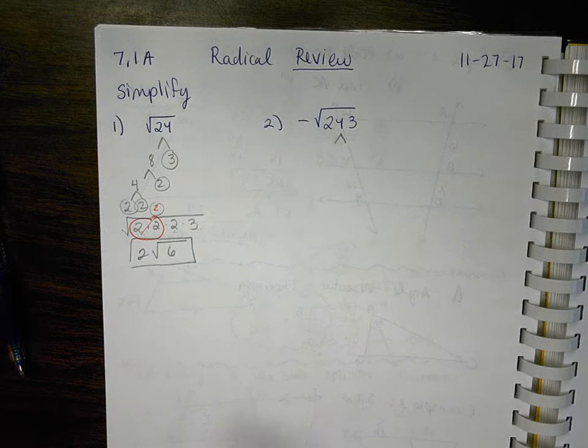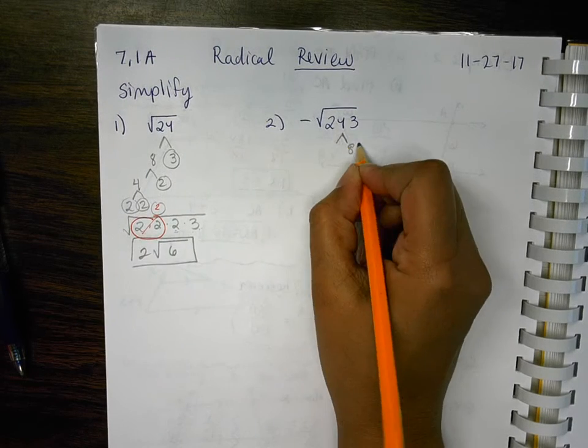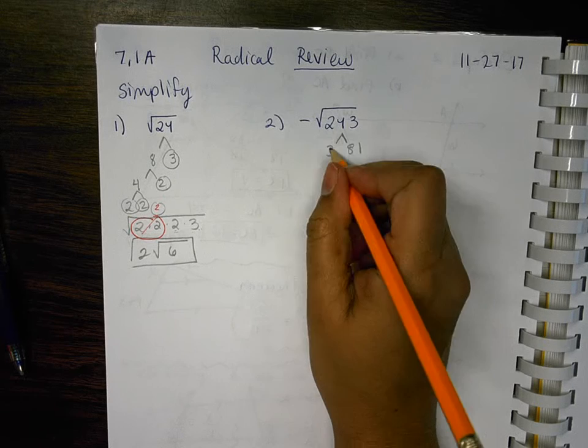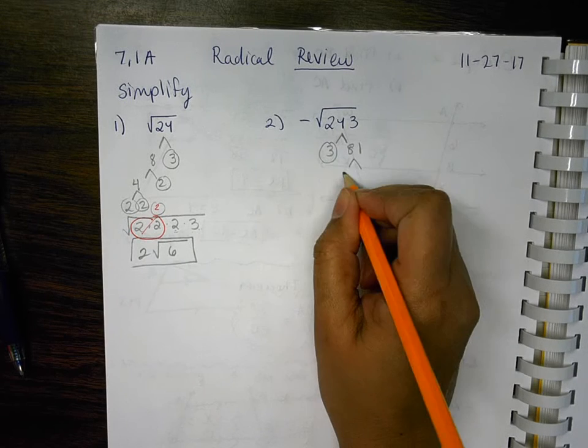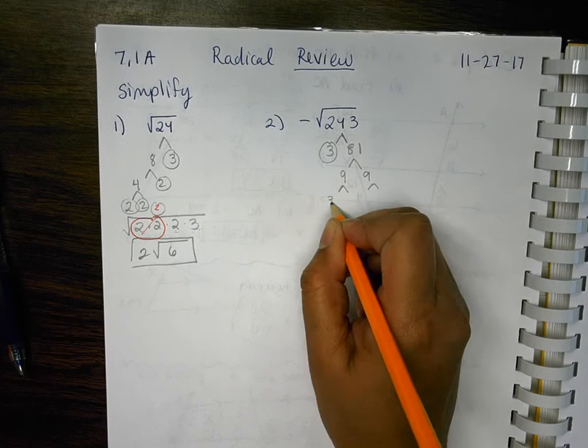Anybody tell me at least 2 numbers you used to start with? 81 and 3. And did I hear anybody say 9 and 27? All right, and that's perfectly fine. I'm going to continue with 3 and 81. 81 is 9 and 9? Yeah. And each 9 breaks down to 3 and 3.